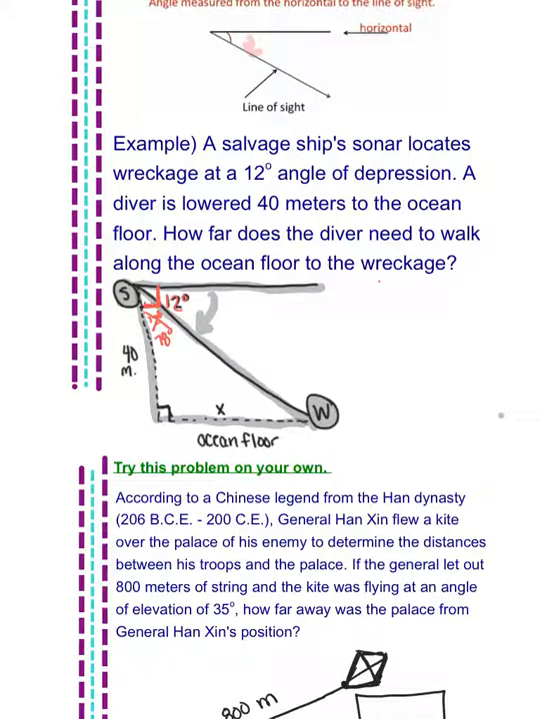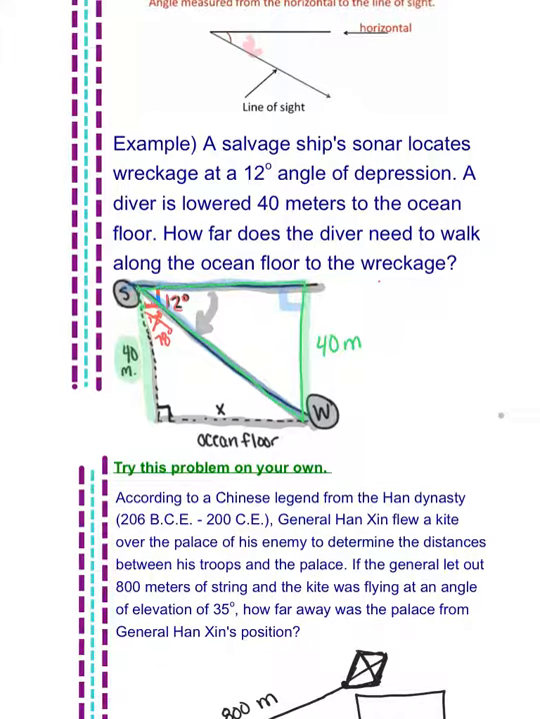What I would probably do is I would probably just use that 12 and create a right triangle here. I know I have a right angle here. I've got this 12 degrees, and I know that if this is 40 right here, this distance has to be the same as this distance right here. This also is going to have to be 40 meters. So here's the triangle I'm using once again.